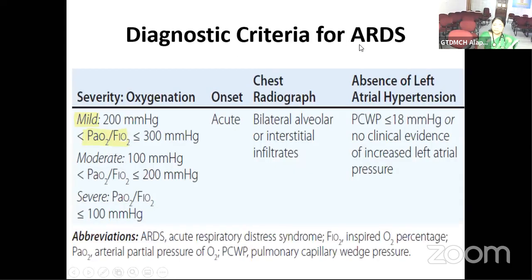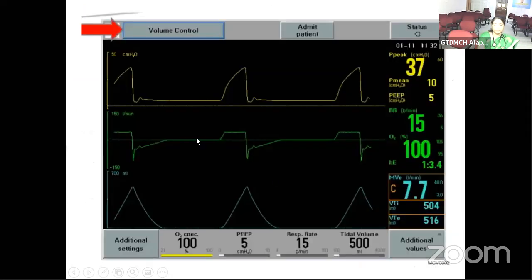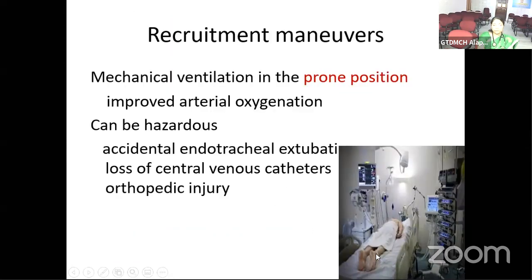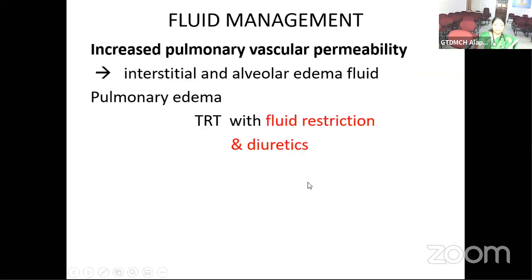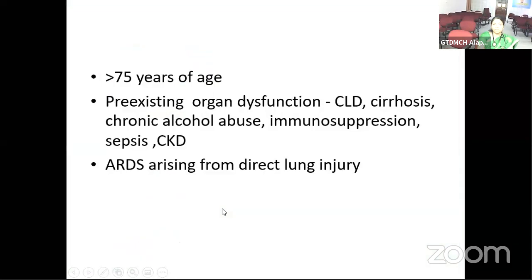And what is the diagnostic criteria for ARDS? How will you classify the severity? Then a word about mechanical ventilation. This was FiO2, PEEP, respiratory rate, and tidal volume. Recruitment maneuvers like prone position. Then importance of fluid management and algorithm for management. What are the poor prognostic indicators? So I hope you could understand this class.